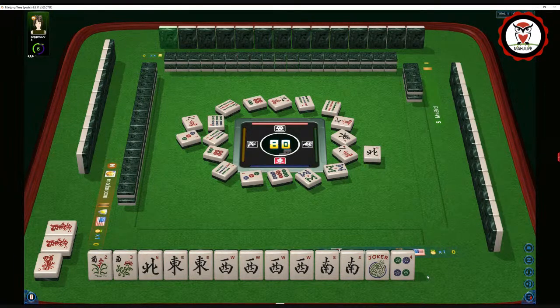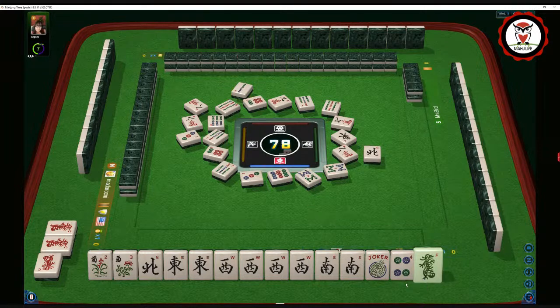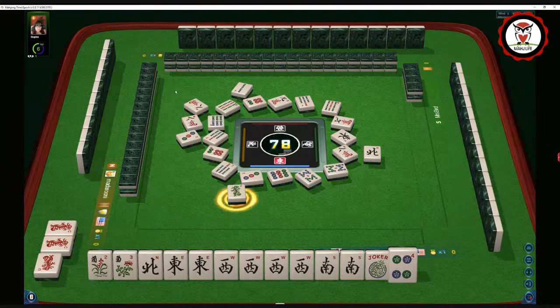We could play that first hand, second option. We need a Pung of Norths if we do that, but we're not set on that either until we get an East. So let's just see what we get from the wall. Green dragon. Okay, we're in the middle game now.